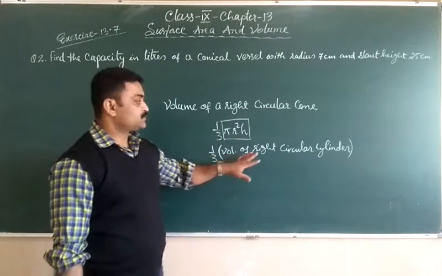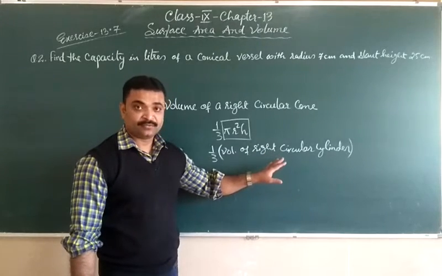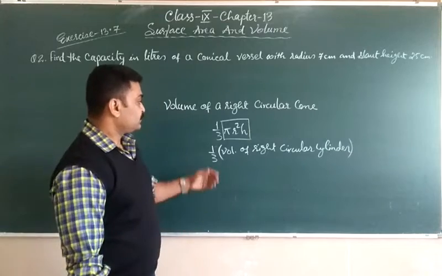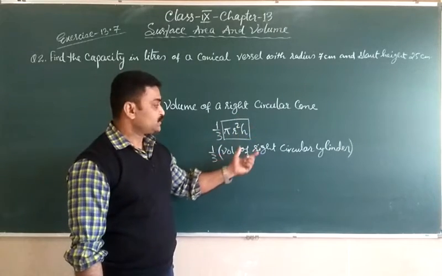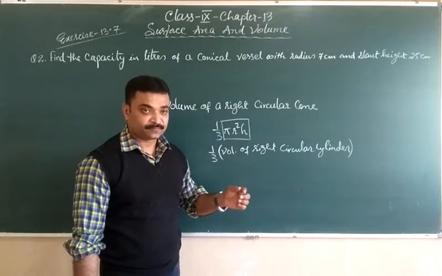Now it is very easy to learn, or to remind, or to keep in memory, what is the volume of a right circular cone? It is 1/3 of the volume of a right circular cylinder.